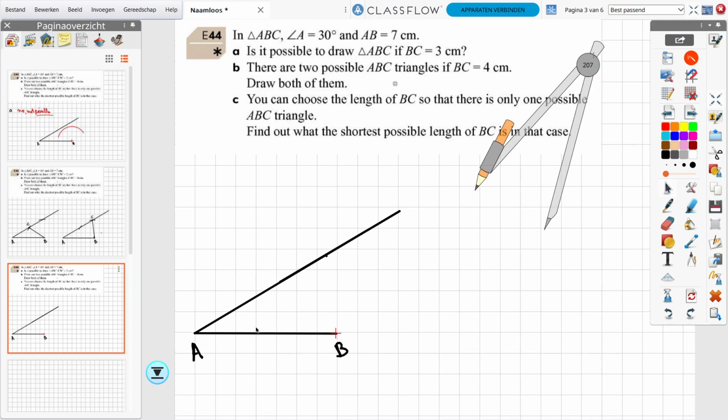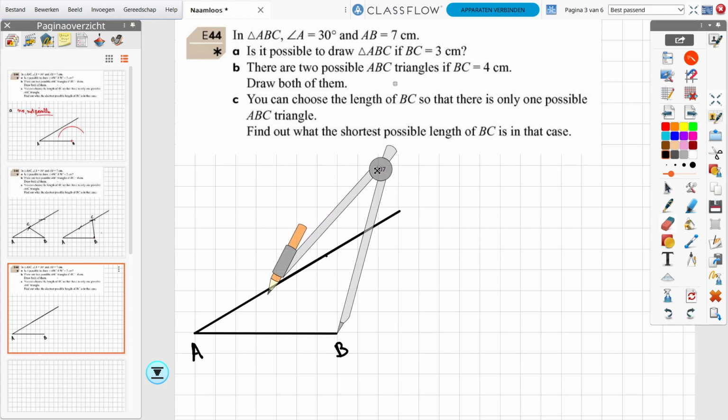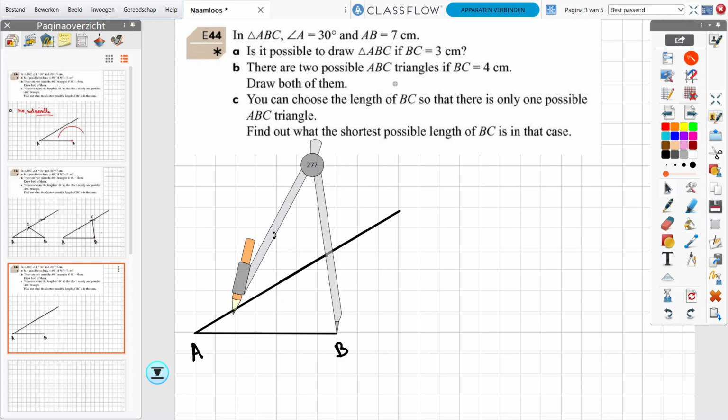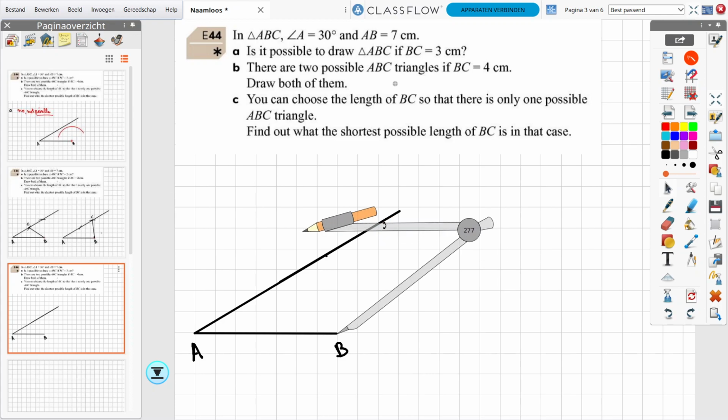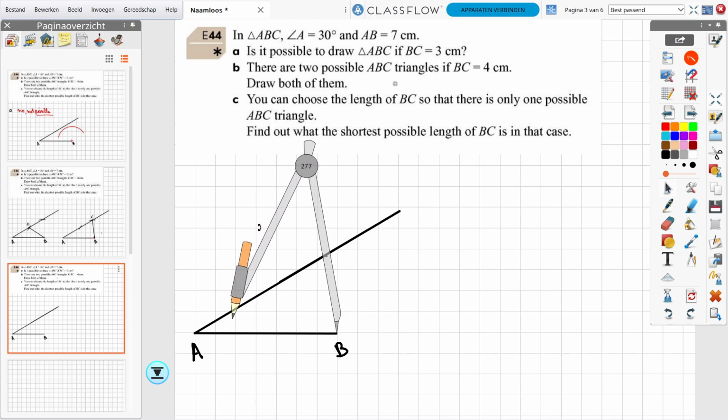This is AB is 7 with angle A is 30 degrees. Let's say there's only one possibility. If that's the case, then you will see that I still put my pair of compasses here. Let's just take a look. If I make it this random length here, you see that in that case it intersects in two different places. So there's not only one possible option.